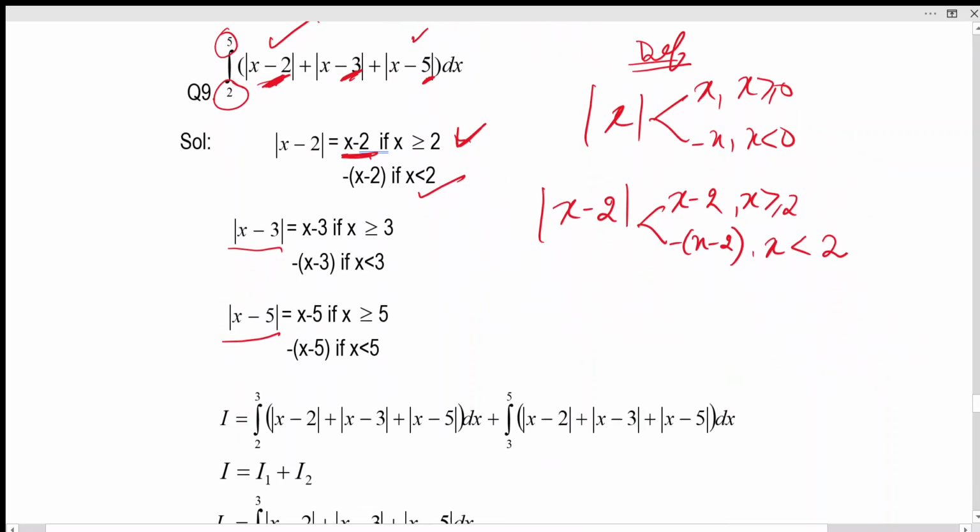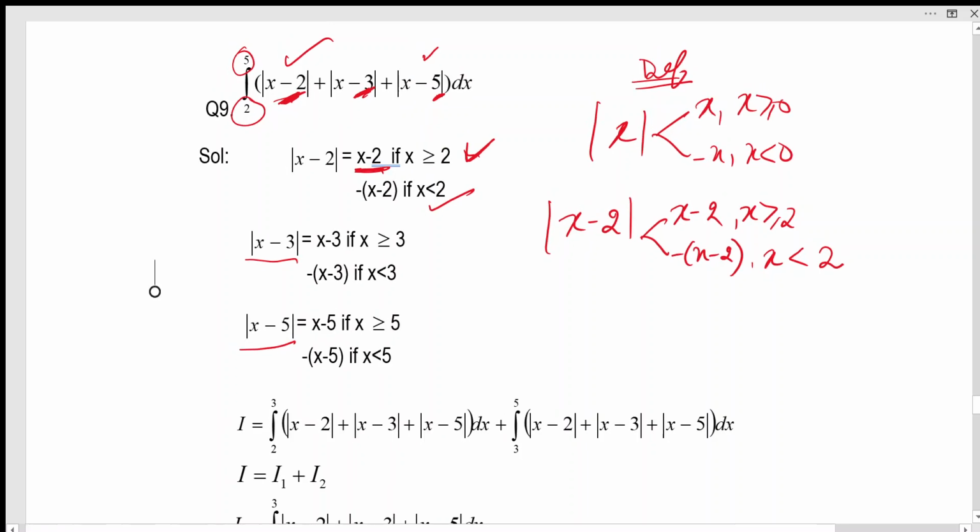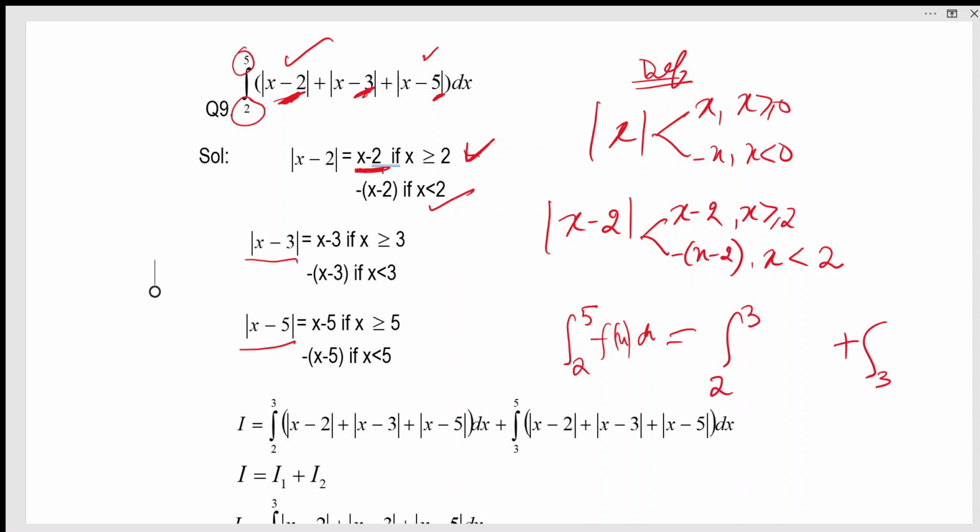It means the whole integral was given to you from 2 to 5. This integral can be written as the integral from 2 to 3 plus the integral from 3 to 5, and keep on writing the functions over here. It is changing at 3 also. So this integral you have divided into two integrals, that is 2 to 3 and 3 to 5.